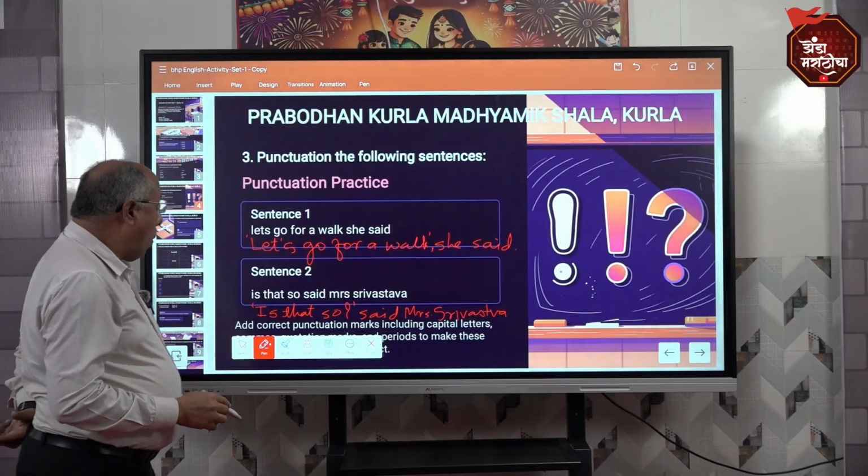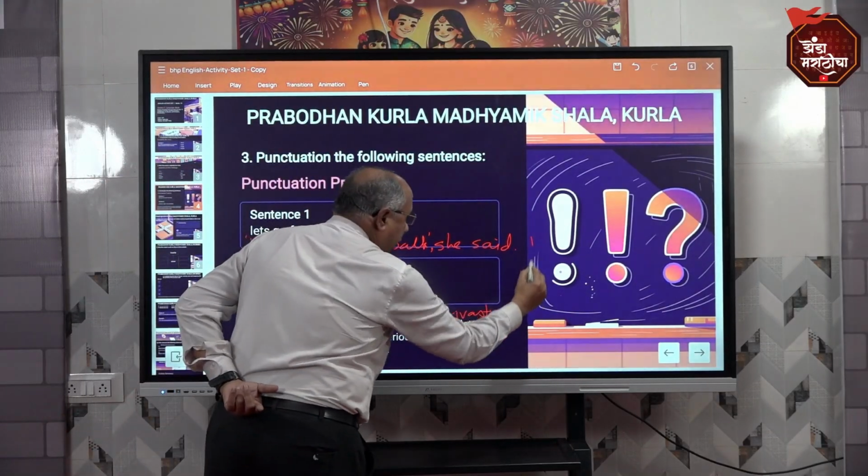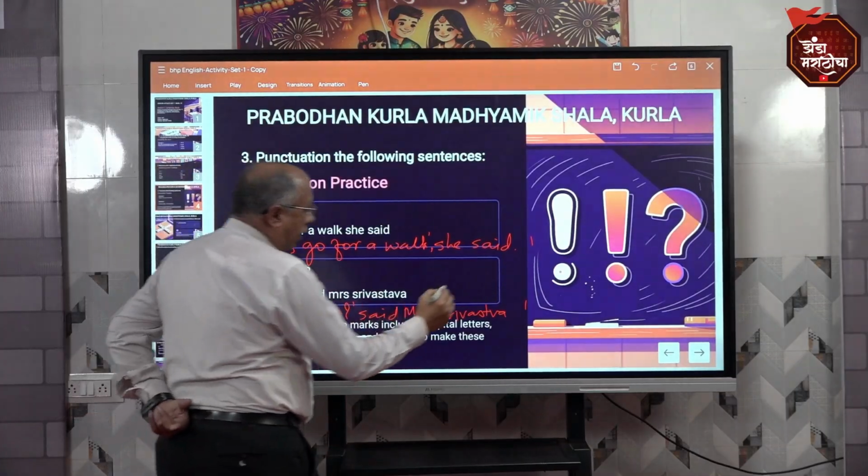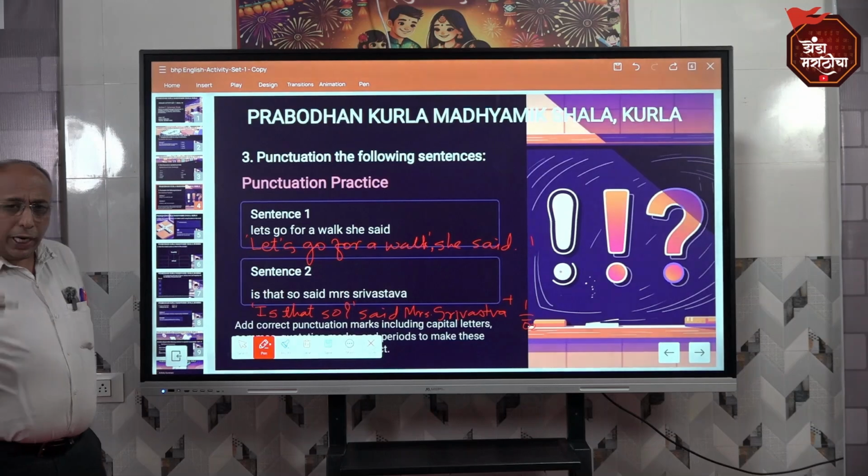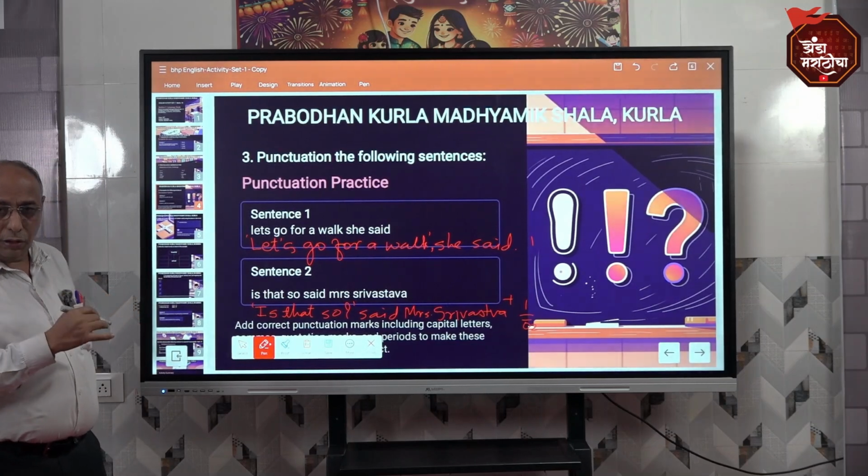So in this way, you will have 1 mark in each sentence, and 1 plus 1 is equal to 2. Again here you will get 2 marks. It is so simple to get full marks in these activities, in this question.